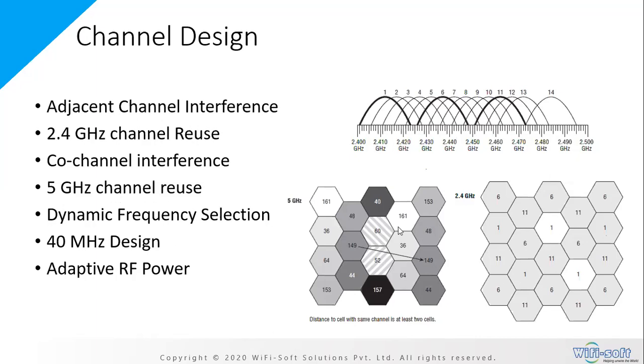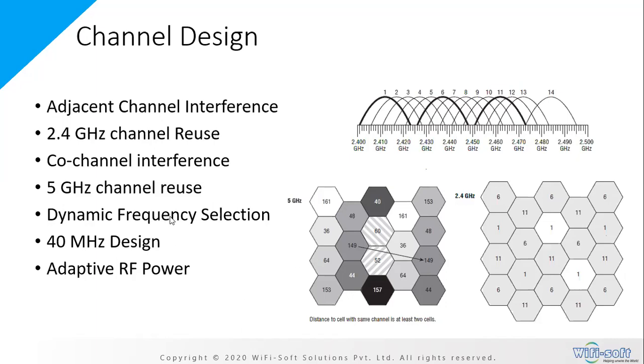And then similarly for 5 gigahertz channel reuse, you need to ensure that there is maximum separation between the channels getting reused. So here channel 149 is getting reused on another access point, but you can see that there are many other channels put in between. So 60, 52, 36 and 64 are sitting in between those two channels so that no channel interference happens. Okay.